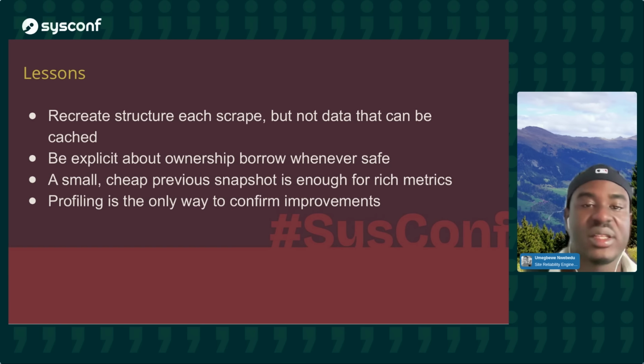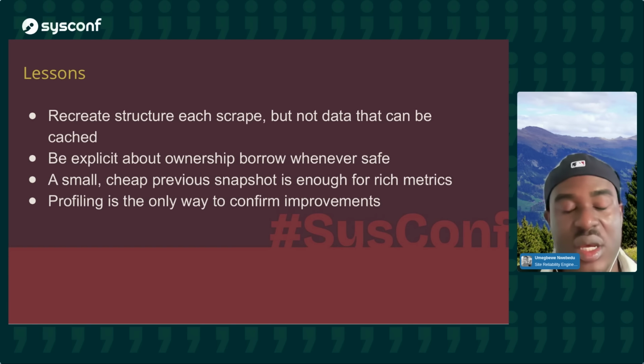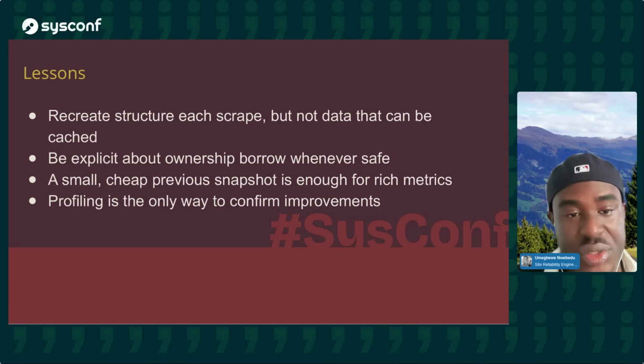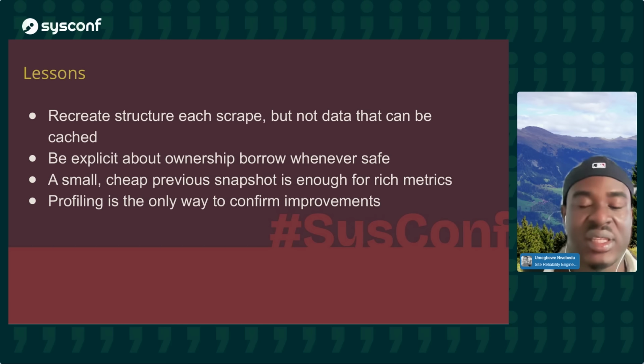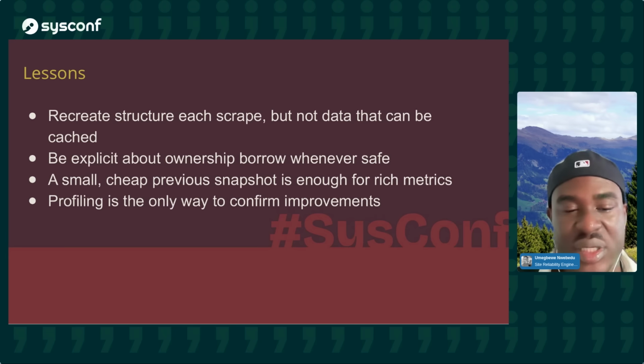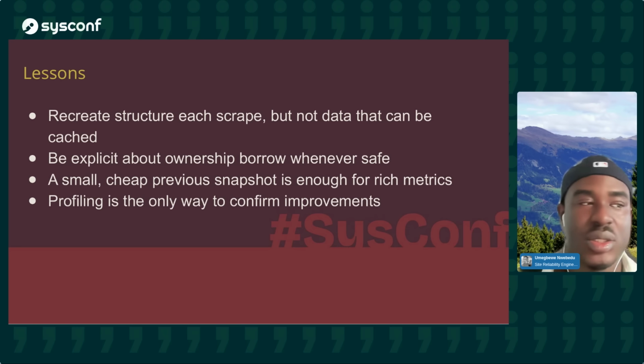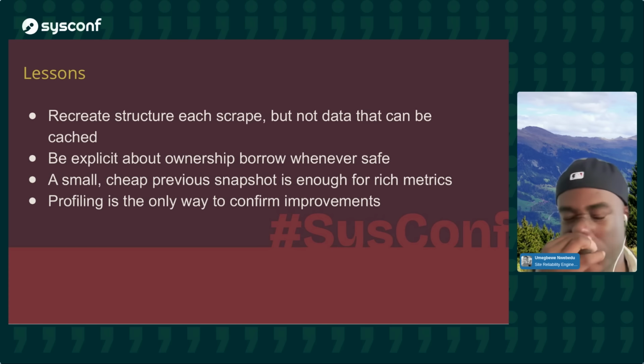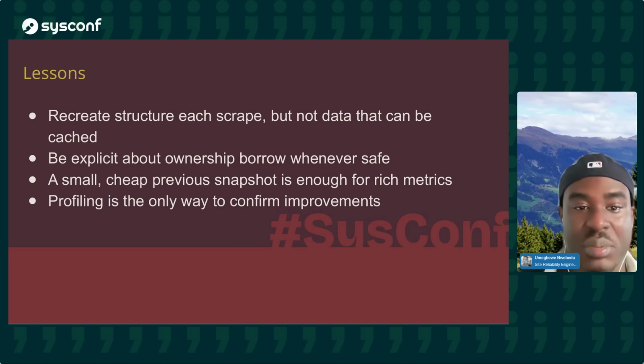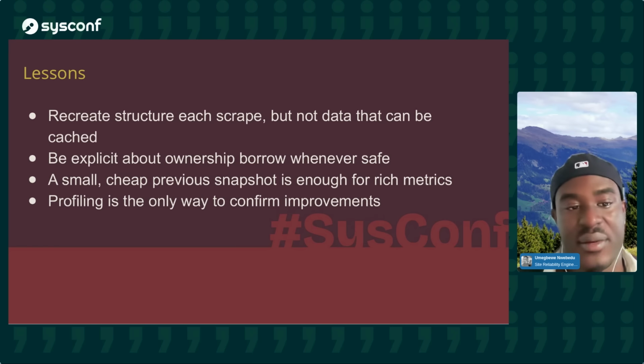And so, what are the lessons I learned from all of this? It's basically to recreate the structure at each scrape, but not data that can be cached. So, always cache stuff where possible. Be explicit about ownership. If something already exists in memory, you could just use a pointer to that and just borrow, right? A cheap previous snapshot is always enough for rich metrics.